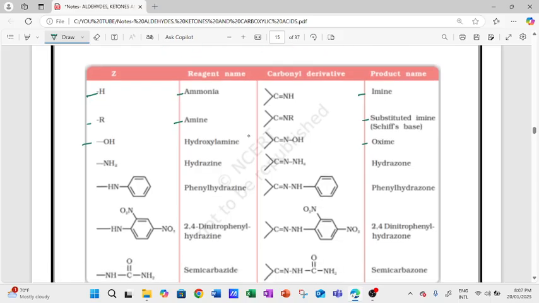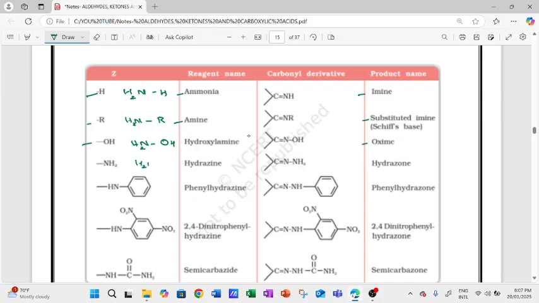It means I will write the reactions for you. The compound H2N-Z: instead of Z, it is H, that is ammonia. Again H2N, instead of Z, it is R, then it is RNH2, alkylamine. Similarly, H2N, instead of Z, it is OH. Now it is NH2OH, which is called hydroxylamine. We get oxime as a product.